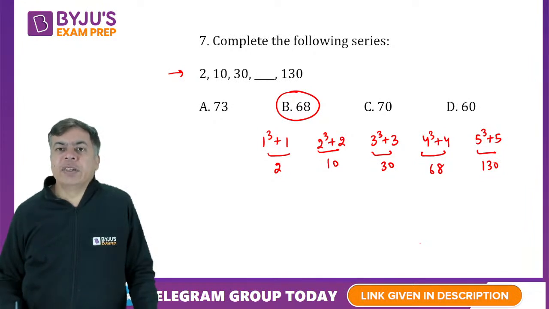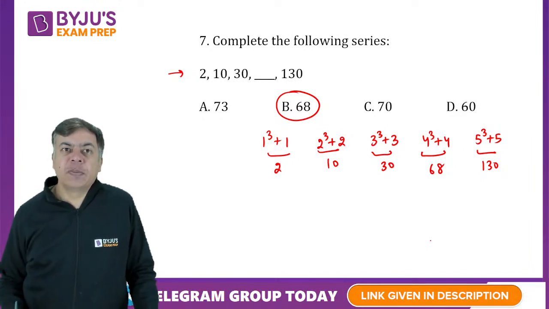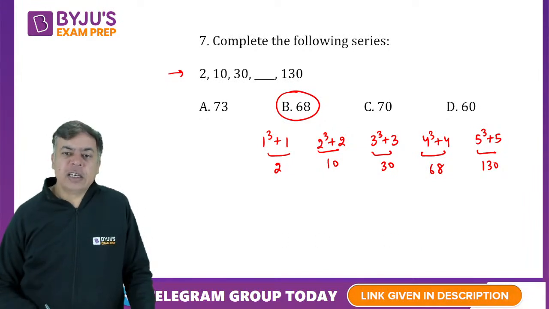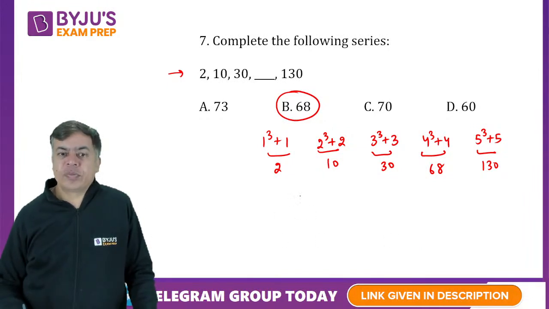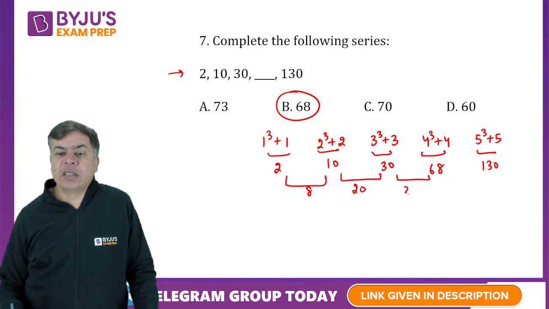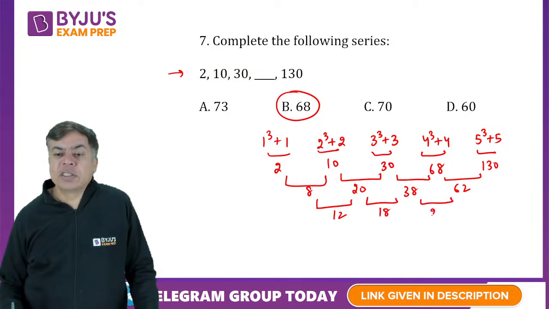You can take the differences also. Wherever cube is involved, the second level difference will increase by 6. Just see, if you take the differences, first difference will be 8, next difference will be 20, next difference will be 38, next difference will be 62. You take the second level difference, it will be 12, 18 and 24. See, the second level difference is increasing by 6.